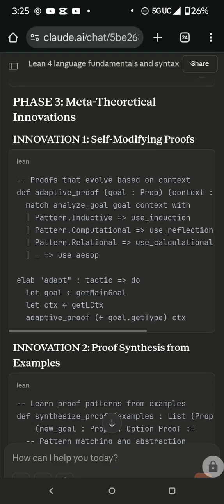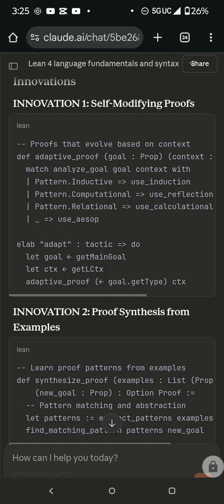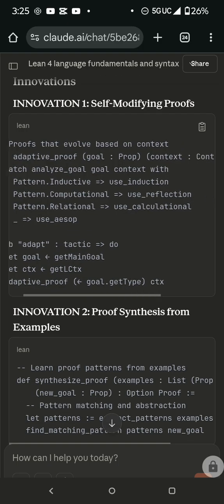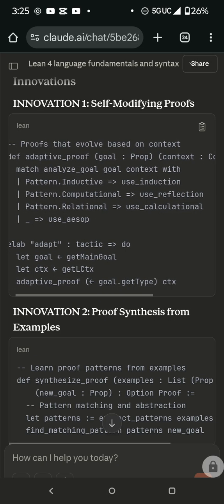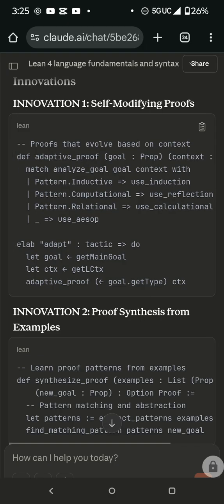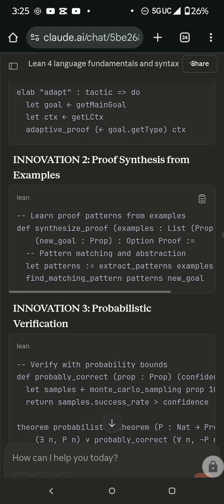Phase 3, meta-theoretical innovations. Innovation 1, self-modifying proofs. Whoa, proofs that evolve based on context. All shown. Then innovation number 2, proof synthesis from examples. Learn proof patterns from examples. It's perhaps possible, at least.